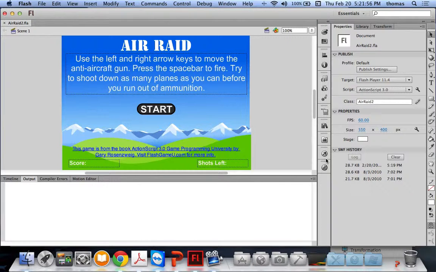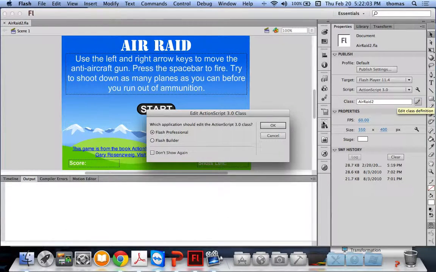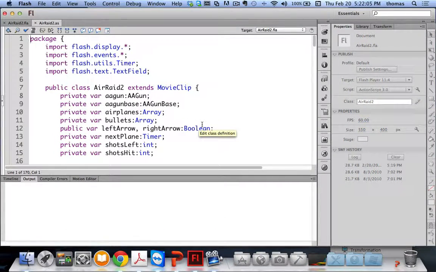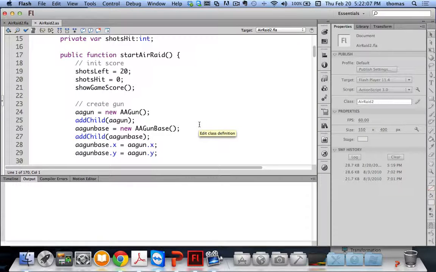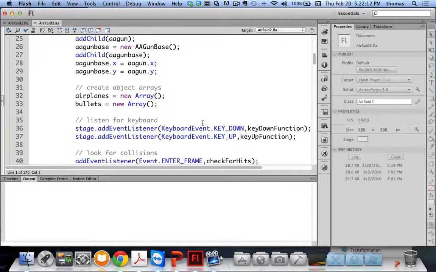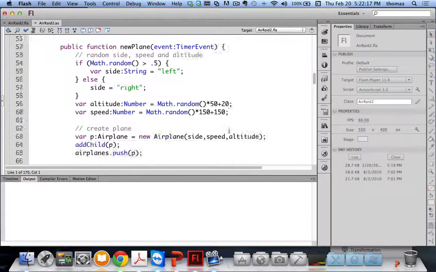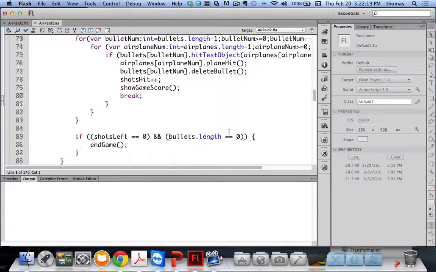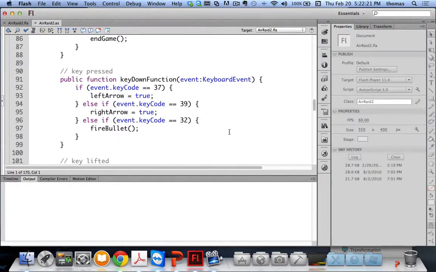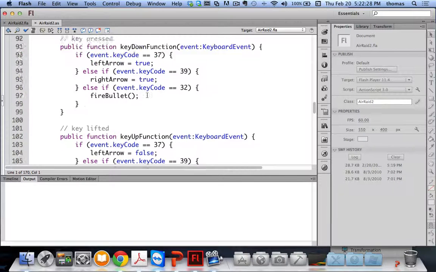Let's take a look at our code a little bit. Some of the code is the same. We haven't done much different, but our AA gun, our anti-aircraft gun, is a little different, isn't it? For example, now when we do our key down and key up functions, we have a left arrow and right arrow, and firing the bullet the same.